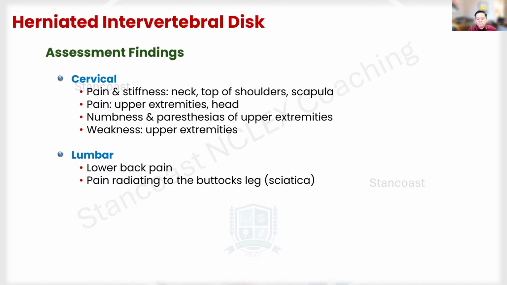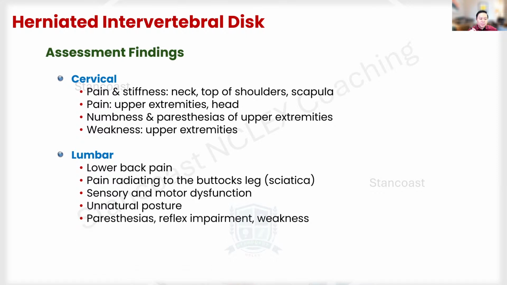And aside from the pain, the patient will also have sensory and motor dysfunction, and they will end up with an abnormal posture because they are in such pain that they just want to get into a comfortable position. But again, their posture here is actually impaired. Now, there is also paresthesia. There is also reflex impairment and significant weakness in the lower extremities. And when you are testing this patient, there is what we call the positive straight leg raise test.